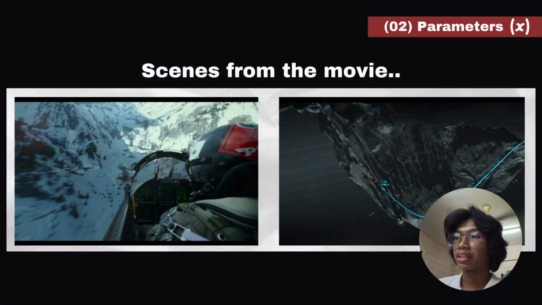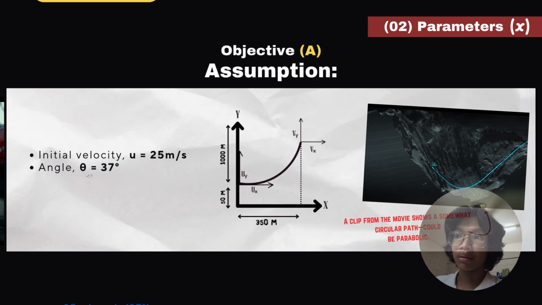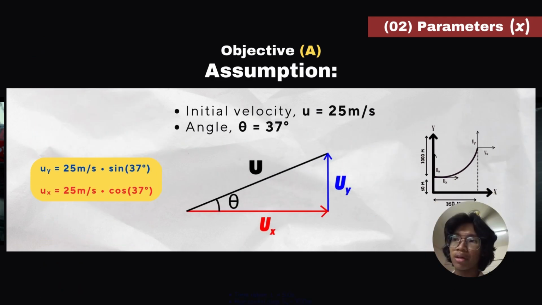Moving on to the parameters, to set our assumptions and hence parameters, we first have to analyze the scene from the movie as stated in the introduction. For objective A, we make the assumption that the initial velocity of the fighter jet is 25 meters per second and starts the ascent at an angle of 37 degrees. From there, we can find both the vertical initial velocity, which is 25 meters per second times sine of 37 degrees, and of course the horizontal initial velocity, which is 25 meters per second multiplied by cosine of 37 degrees.